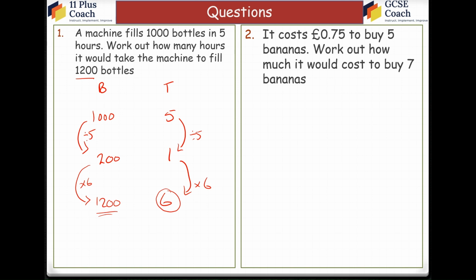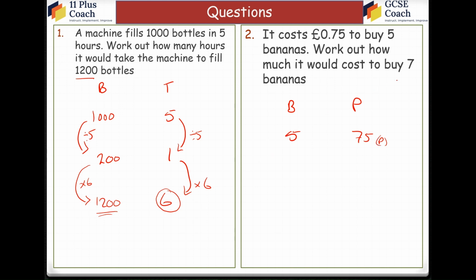Okay, question 2. Hopefully you've had a go at this question as well. So again, organize the information in a way so it's easy to work with. We have it costs 75p or 0.75 pounds to buy 5 bananas. So the bananas and the price. So we know 5 bananas are worth 75p. I can write in pennies or pounds, doesn't really matter. I'll stick to pennies, it will be easier to deal with. So 75p. I must remember this is in pennies now, not pounds.